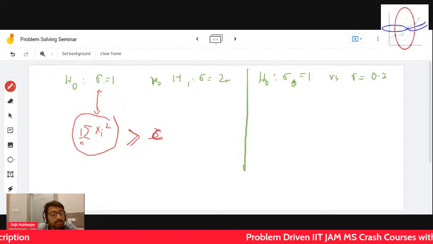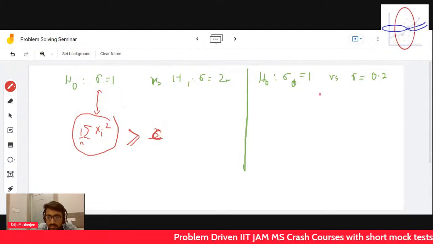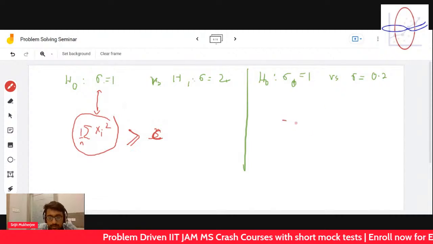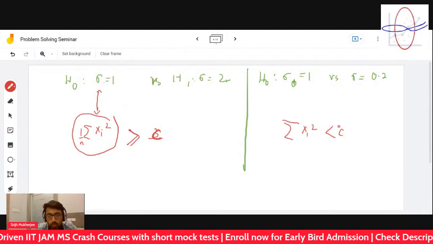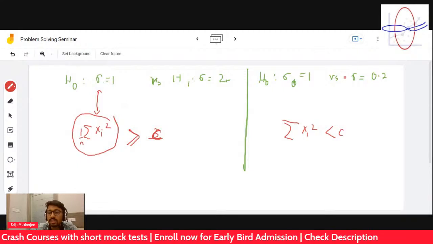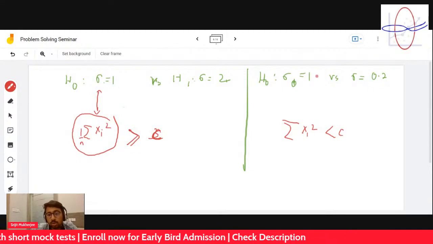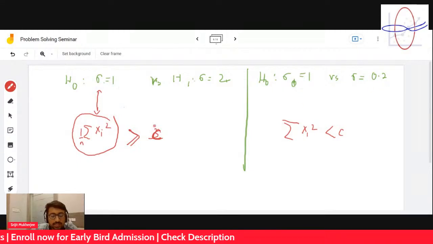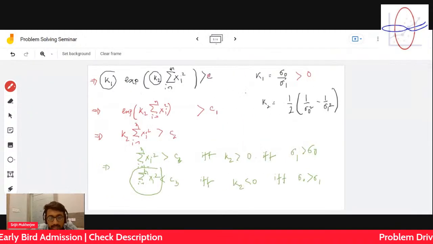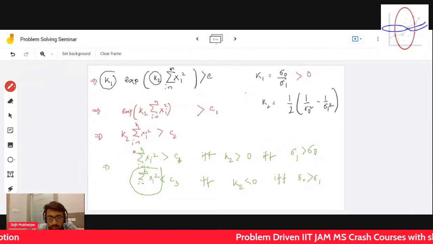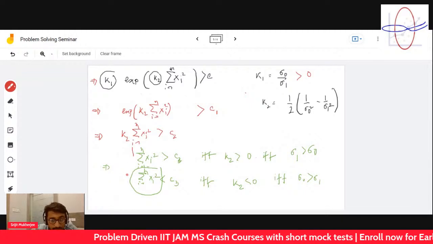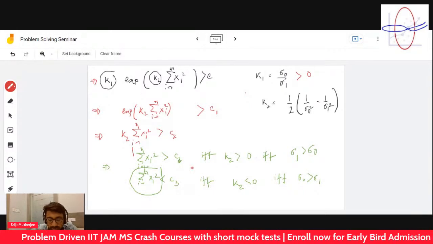Now what C, we don't know. Similarly here we reject if summation xi square is less than some C. What C, we don't know, because for the rejection region, H1 is lower than H0. So this is the rejection idea. Now this is exactly what is coming out. If sigma 1 is greater than sigma naught, we reject when the rejection region is of this form. And if sigma naught is greater than sigma 1, we reject when the rejection region is of this form.